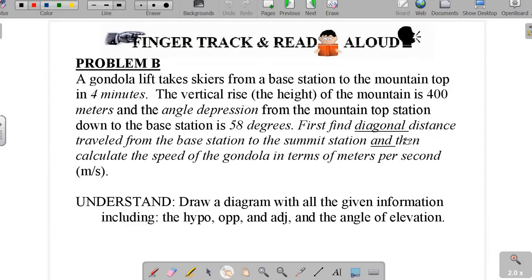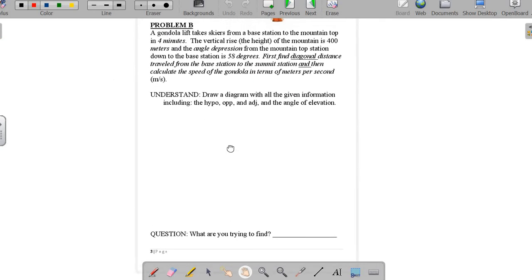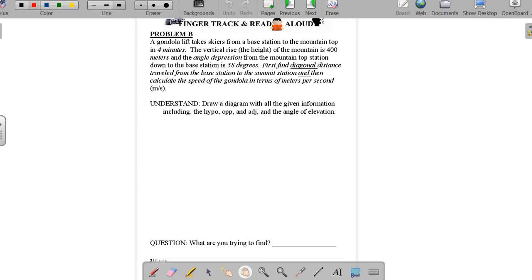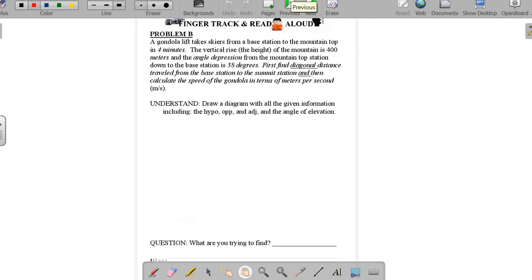What your job is, step number 1, draw and label a diagram. Then focus on what you're trying to find, answer the questions. You're ultimately going to be doing have, need, do. And your ultimate question is to figure out the speed.